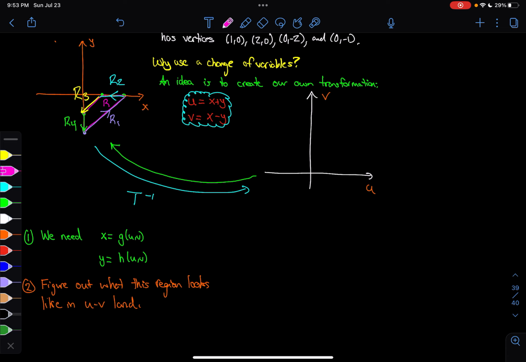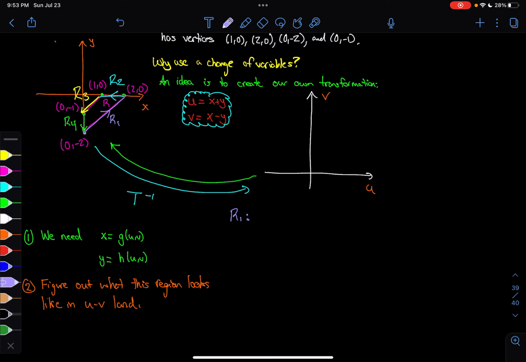Okay. And maybe I should label some points here. So this was the point 0, -2. There's a point 0, -1. This is the point 1, 0. And this is the point 2, 0. Okay. So what I'm going to do is write down R1. And the goal is to figure out what becomes of R1 if we use this inverse transformation to go from x, y into u and v. Okay, what becomes of it?